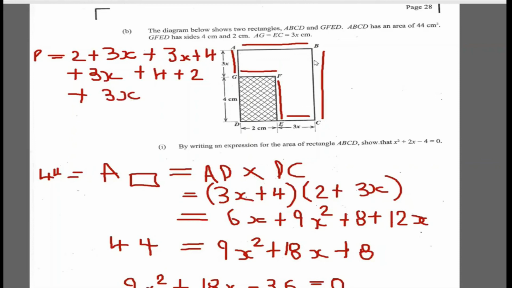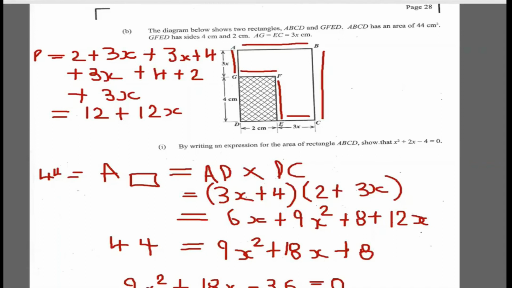Perimeter is this side, this side, this side, this side, this side, this side. That's 1, 2, 3, 4, 5, 6. Yes, that's right. So the perimeter is just 2 plus 4 is 6, plus 2 is 8, and 8 plus 4 is 12. So the perimeter is 12 plus 3x, and 3x is 6x, 9x, 12x. So perimeter is 12 plus 12x. That's the perimeter of the unshaded region.